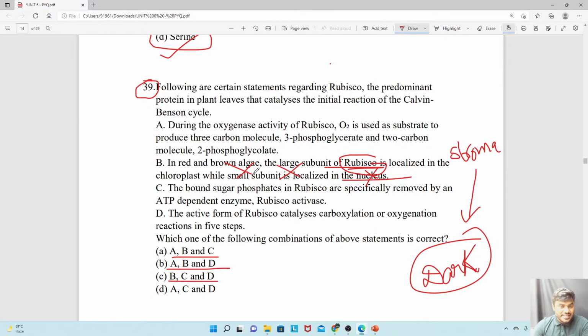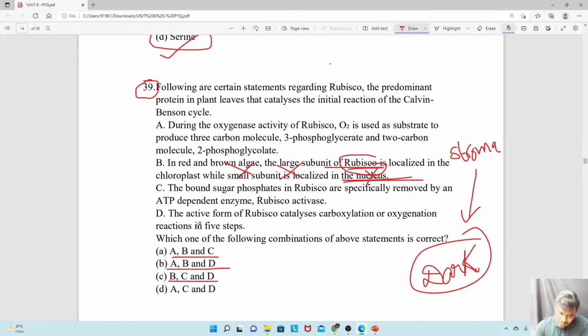Why does the enzyme Rubisco have to be present in the nucleus? What is the role in the nucleus? Rubisco's function is what? Fixing carbon into glucose. Where does the carbon fixation occur? Obviously in the stroma. Why in the stroma? All enzymes are present over there only. Simple point. You can eliminate option B very easily.